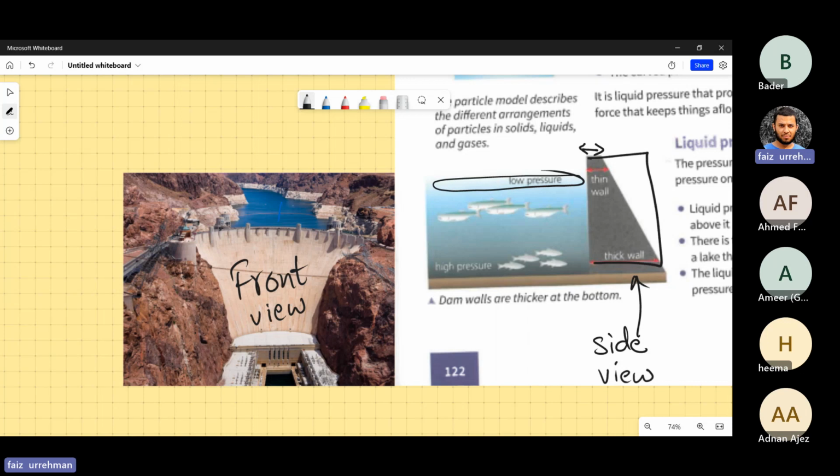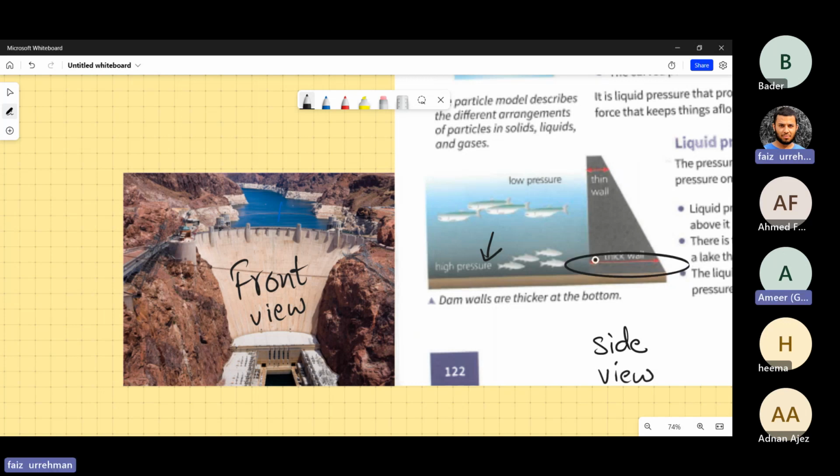Then why should I construct a building like this? This extra cement, extra concrete, is a waste for me. But as you keep on going down, the pressure increases and increases and increases. Look at this depth, it is so high pressure. That's why you need it thick.